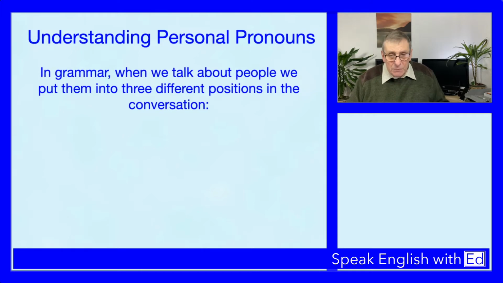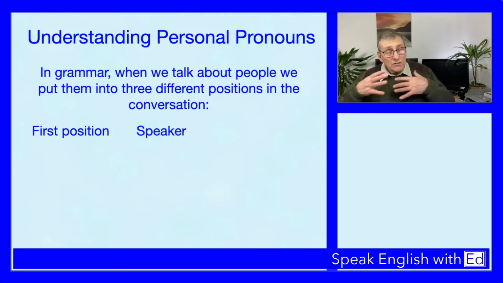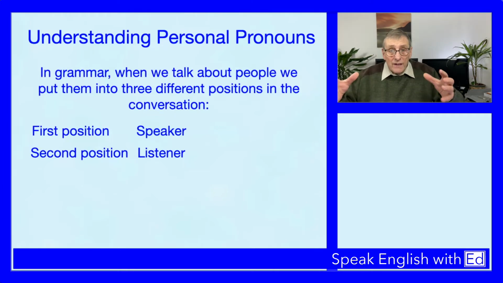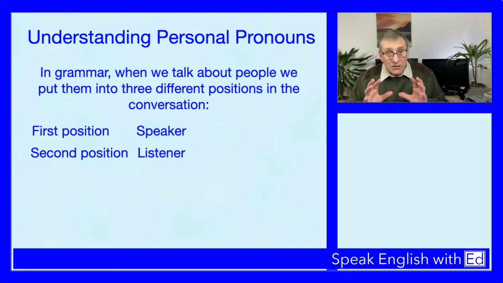Now, the first position, position number one, is always the speaker. This is number one because the conversation starts with the speaker. Whoever's doing the speaking starts the conversation. Now, the second position is the listener, because the speaker has to speak to somebody. At the moment, I'm speaking to you, so you're the listener. You're in position number two within this conversation.